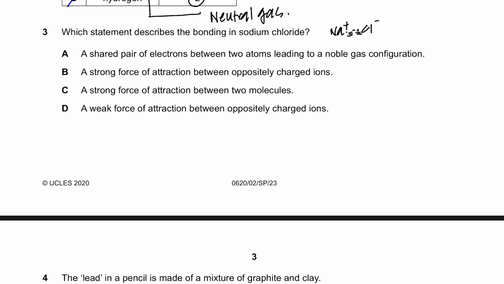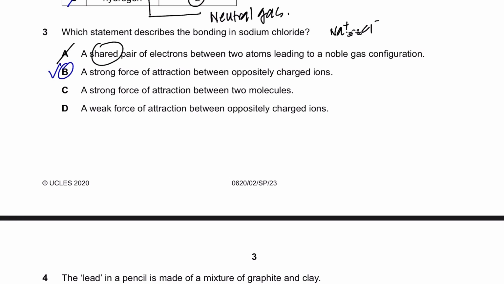Now A says a shared pair of electrons. No, it's not shared. It's a transfer of electrons from metals to non-metals, forming oppositely charged ions held together by strong electrostatic forces of attraction. B says a strong force of attraction between oppositely charged ions. Yes, sir, that's the right option.